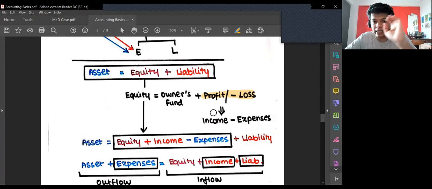Okay, I'm saying it again. Any owner's fund plus profit will increase owner's fund. Any loss will reduce the owner's fund. Now, how do we get profit and loss? It's through income and expenses.